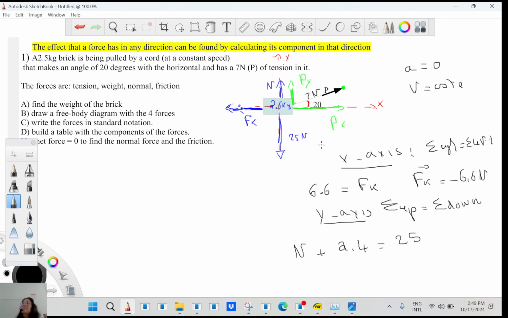So this is 7 cosine 20, and this is 7 sine 20. And that point here has x coordinate and y coordinate. Agree? And the tail is always attached to the origin. Any vector, the tail is at the origin. So the normal force equals 23? Okay, thank you. Newton. No, 22.